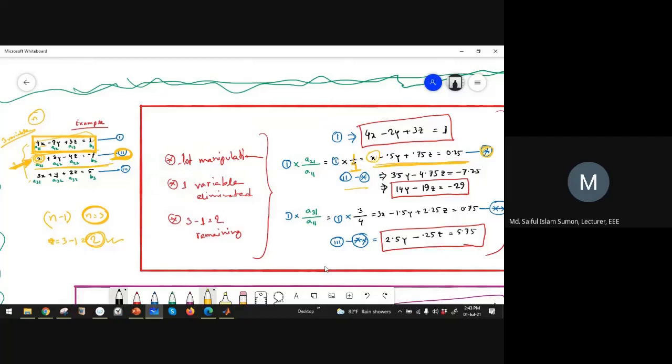Are you okay? Yes, sir. So my x will be removed. Whenever my x is removed, then I will be having only two variables. So this is the first manipulation. After the first manipulation, one variable will be eliminated, and how many variables will be remaining then? Two variables will be remaining. We are doing this with the help of equation number 1.